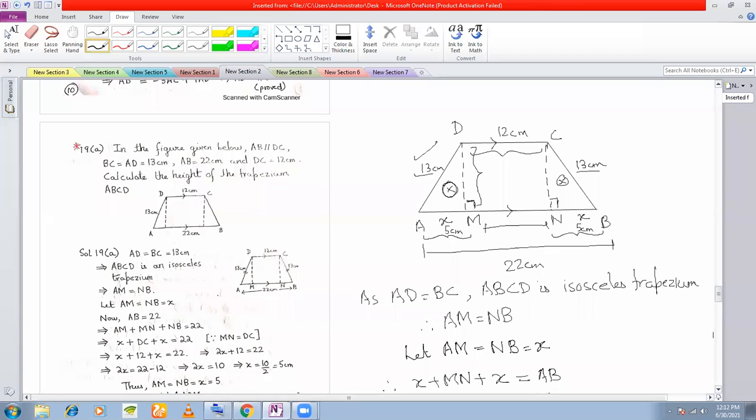ABCD is an isosceles trapezium. Yes, sir, because you remember the definition of isosceles trapezium. If these two lengths are equal, then the trapezium is said to be isosceles. In an isosceles trapezium, one property is that this length is equal to this length. If you drop a perpendicular from the opposite side, these two lengths must be equal, and only if this is an isosceles trapezium will these two be equal. Understand?